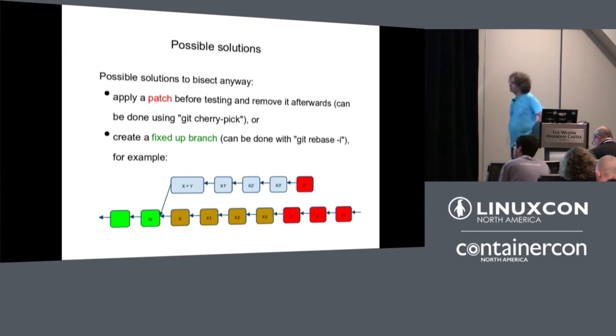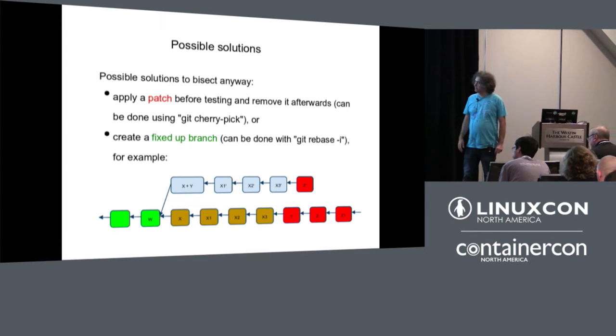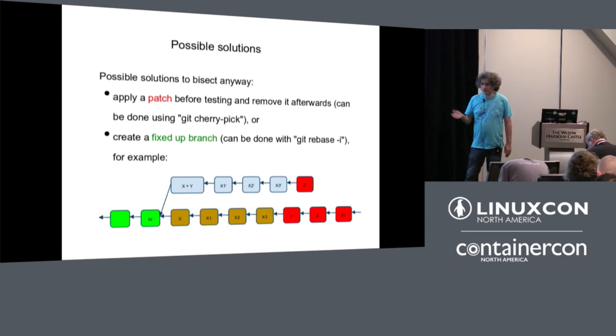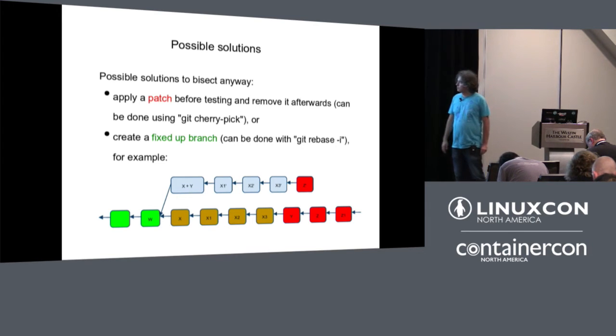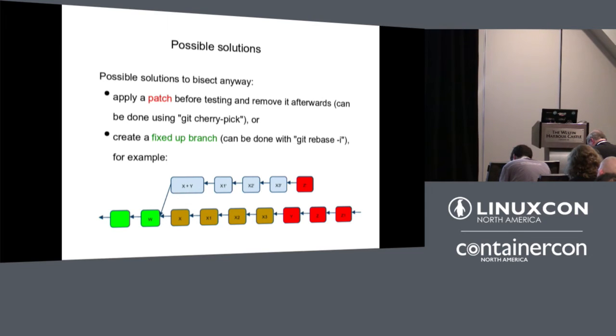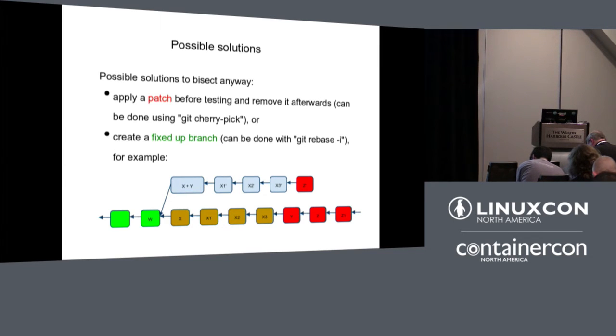So there are ways around it, like you could apply a patch automatically or not before each test, so that you fix the build, and then you can test. Or you can just create a branch where all the compile errors are fixed, which is usually quite easy, because if this commit fixed the compile problem, then you can just perhaps squash it with the commit that introduced the compile problem here. So you get a fixed up branch like this, and you can bisect on this branch.